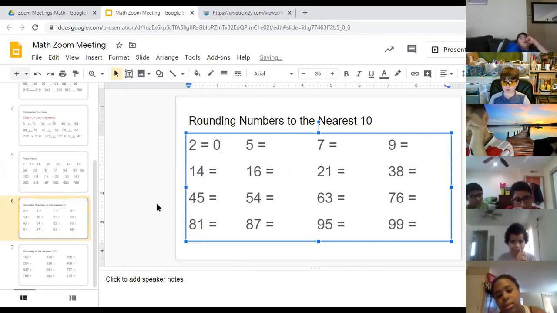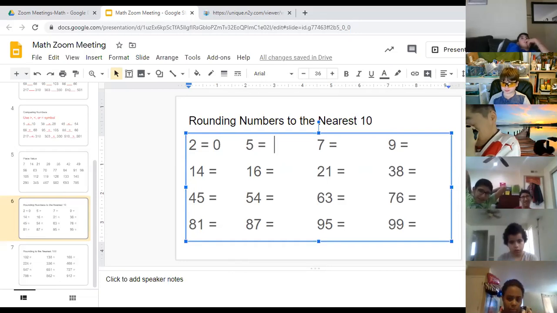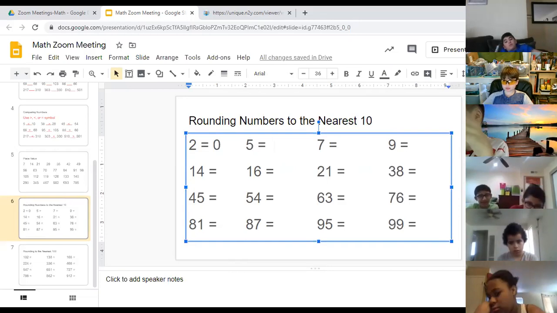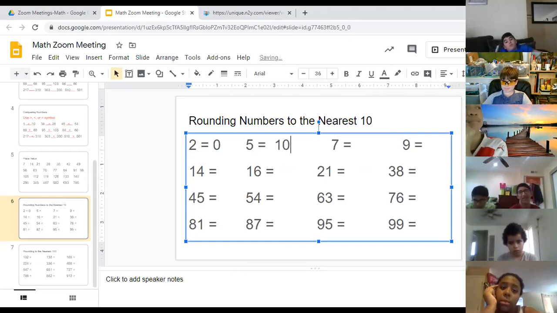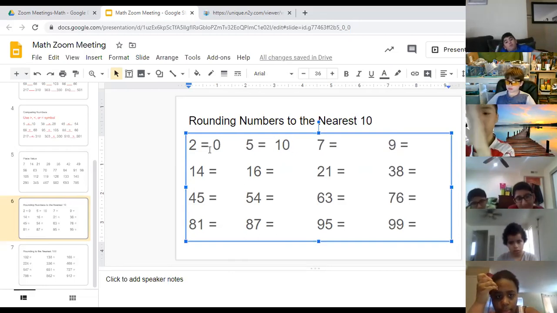Okay, Zachariah, how about 5? Is it closer to 0 or closer to 10? Closer to 10, because it's the midpoint, halfway. So if it is halfway, then we round up. So 5 becomes 10, not 0. Okay, good job. So 2 becomes 0 if we round to the nearest 10, and 5 becomes 10.